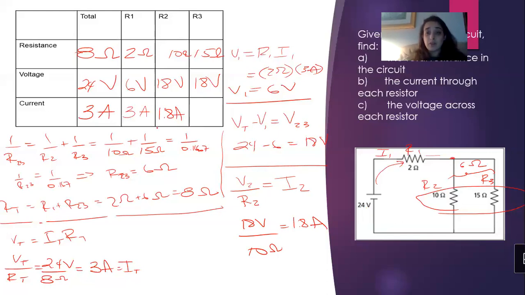Because of conservation laws, remember the current here has to split, and then at this junction here, the current adds up together. When it adds up, it has to add up back to 3. So that tells me that the current going through resistor 3 has to be 3 minus 1.8, which is equal to 1.2. But let's verify that, right?